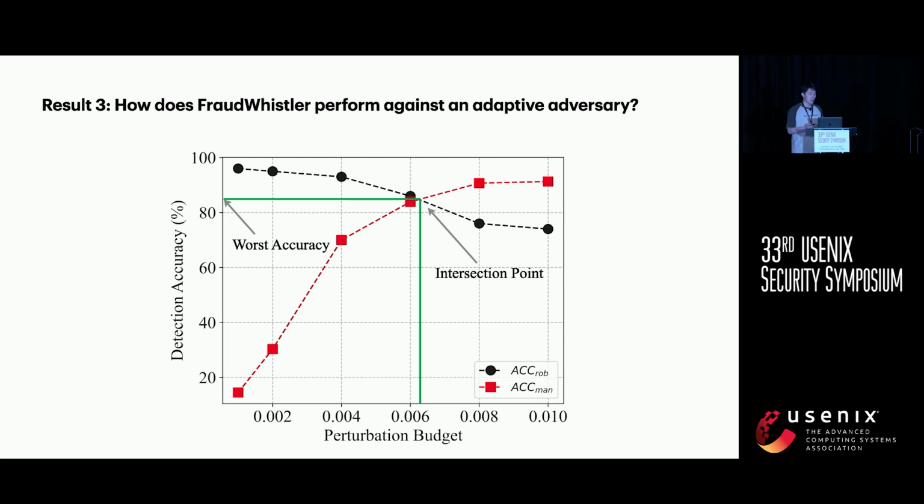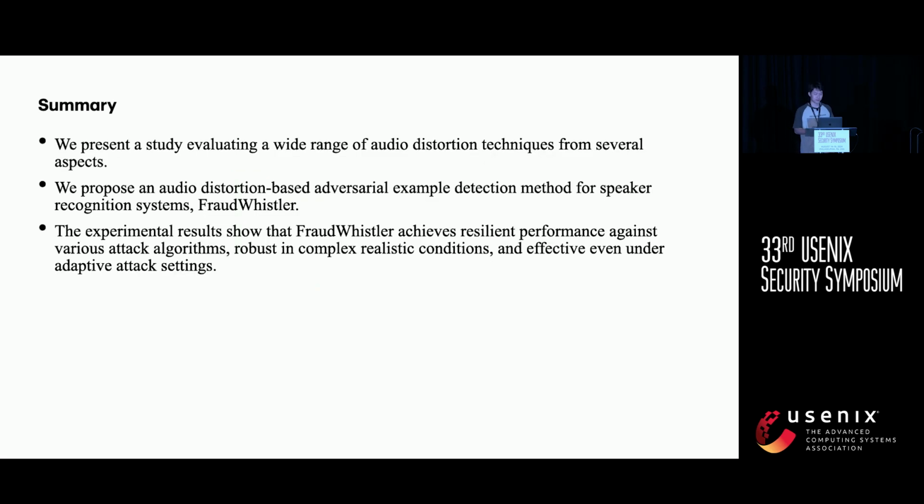In the worst case, the attacks are identified by either humans or FraudWhistler with an accuracy of 84%, which demonstrates that FraudWhistler can force the adversarial example to either fail to bypass the SR system or become noticeable to human ears. So here comes a summary.